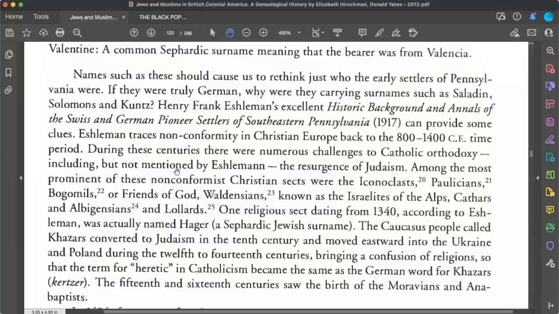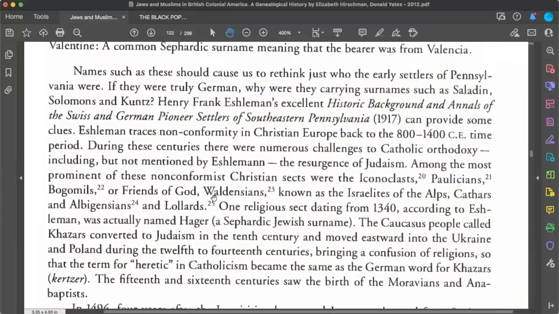All right, they were bringing a confusion of religions, these Khazars. They became literally the heretics, the German word for Khazars, right? The 15th and 16th centuries saw the birth of the Moravians and Anabaptists. Again, he didn't mention it here, but a lot of these Khazars are today's Ashkenazi Jews. They converted. They're not even from ancient, you know, what I'm going to say.